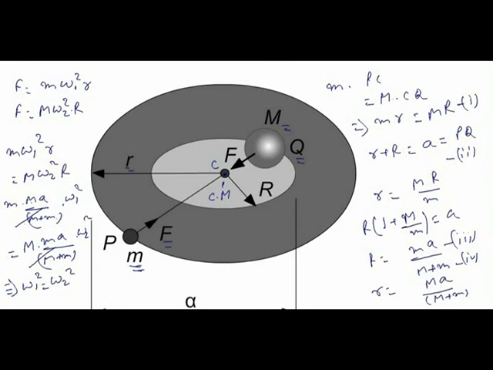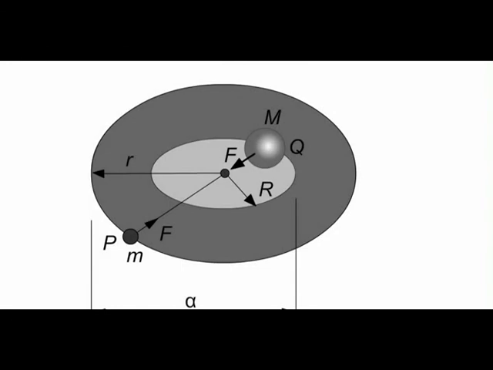So this means that both the objects are moving with the same angular velocity, and this is the reason that the distance between these two objects will always remain the same, that is, the distance between these two objects will always remain a, where a is nothing but small r plus capital R.